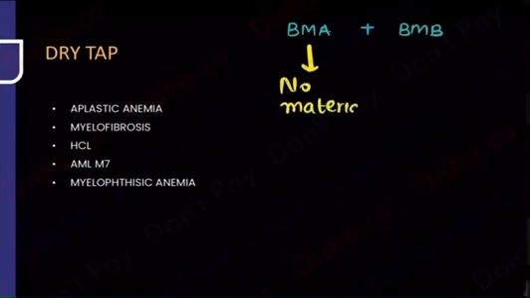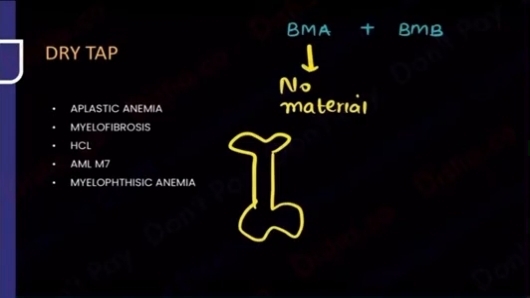Imagine you have a bone marrow. I'll draw one for you. You put your needle into it, and you're trying to take out some material with a syringe, aspirate, meaning with a syringe. But you realize that you're unable to take out any material. My syringe is only having air. It is not having any material.